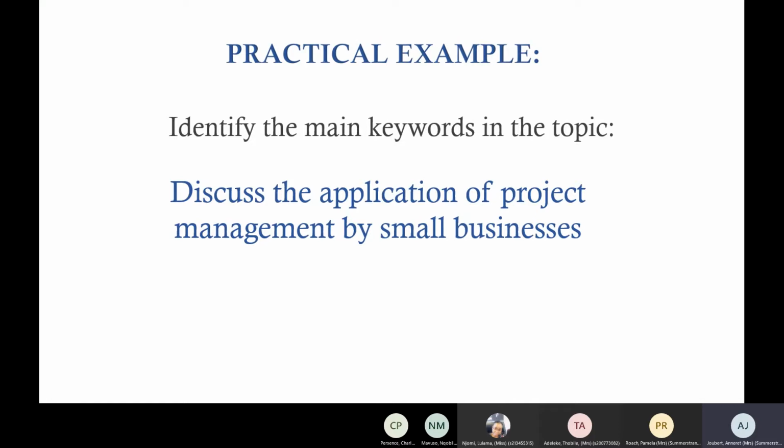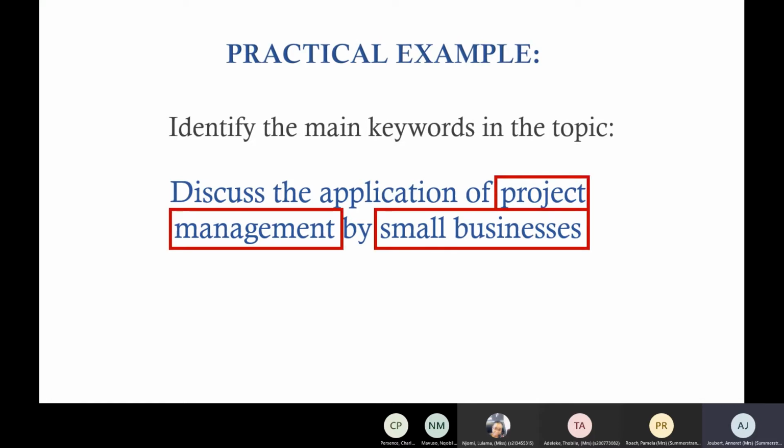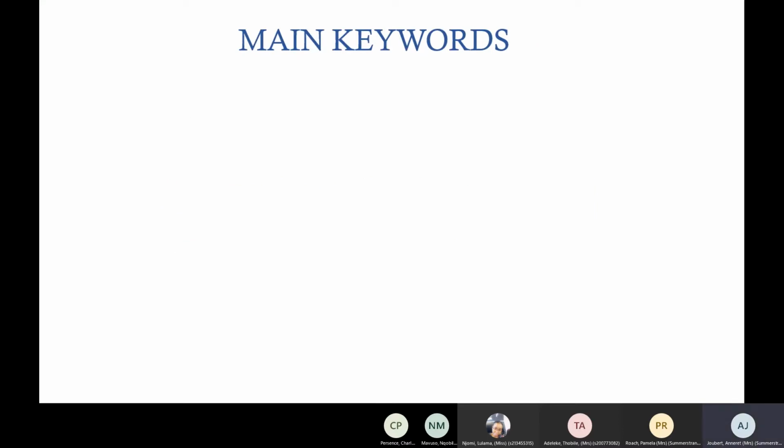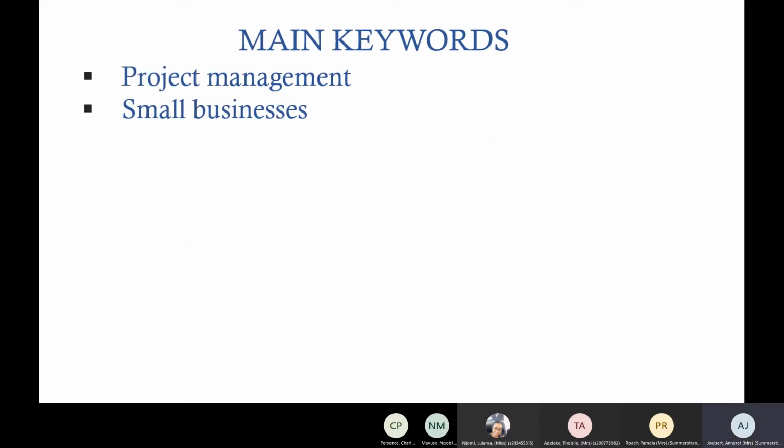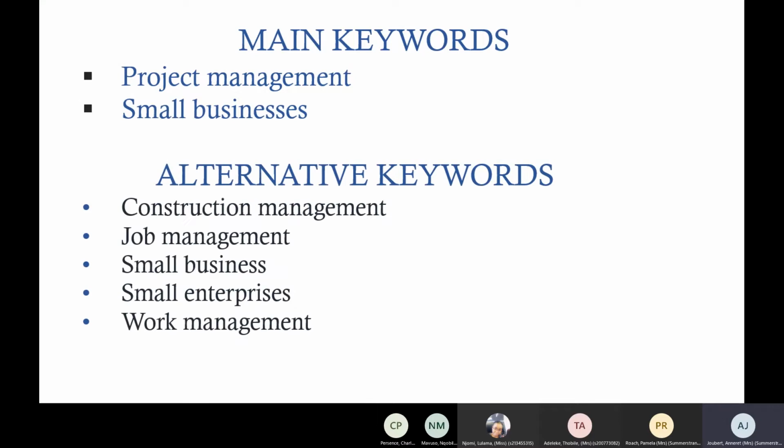So the main keywords from this topic would be project management and small businesses. It's basically the two phrases. A phrase is two or more words standing next to each other that you can use standing alone or you can use as keywords. So we said that the two main keywords are project management and small businesses. And then we also have the alternative keywords that you can use in conjunction with the main keywords.